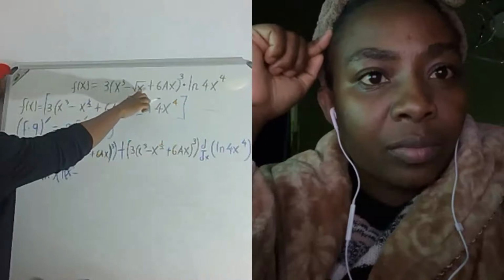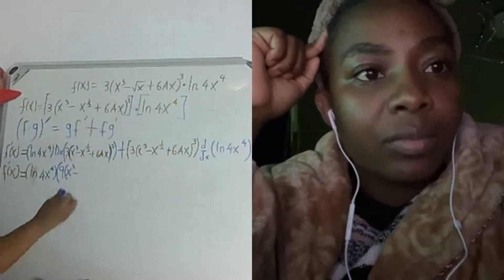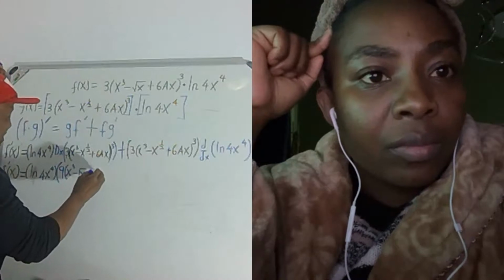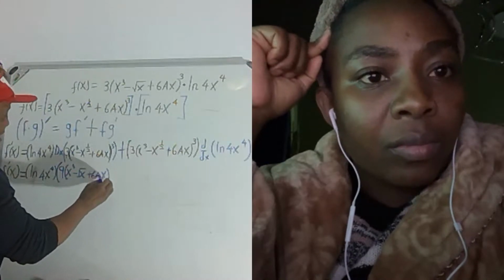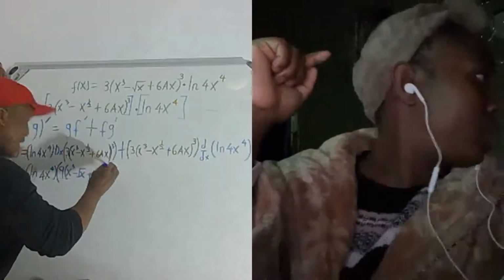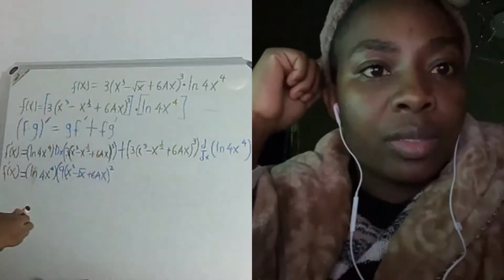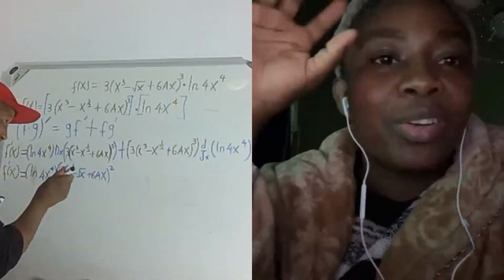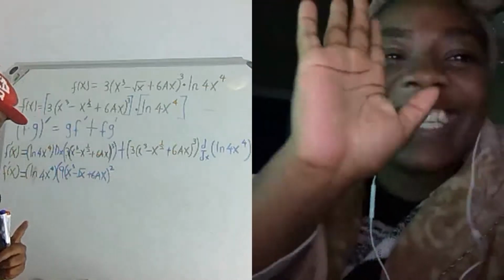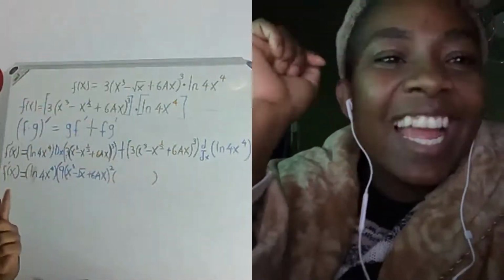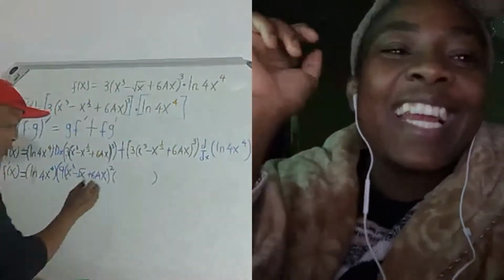X to the half, same as say, square root of x, because we just drop it. We don't do anything. Square root of x plus 6ax, and then to the power 2. Put your bracket. This is a power rule. And okay, put your bracket now.